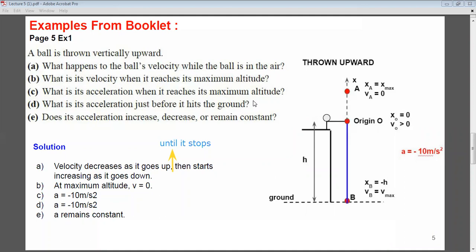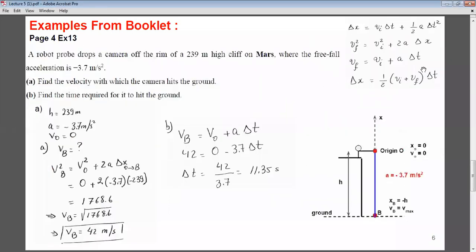It remains constant. Okay, this is very, very important, because if acceleration was not constant, we cannot use these rules. Now let's solve two exercises where we use these equations.